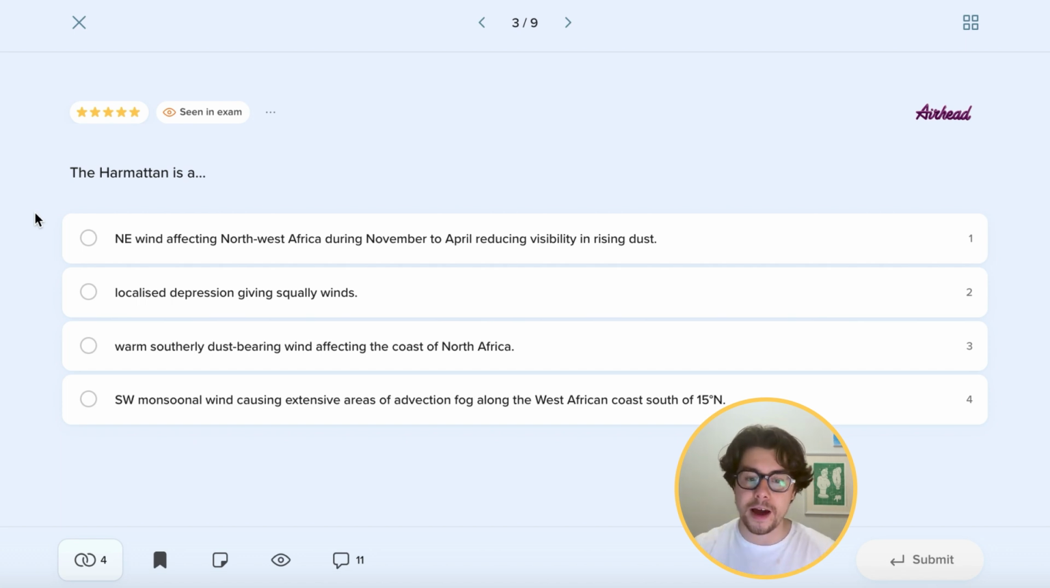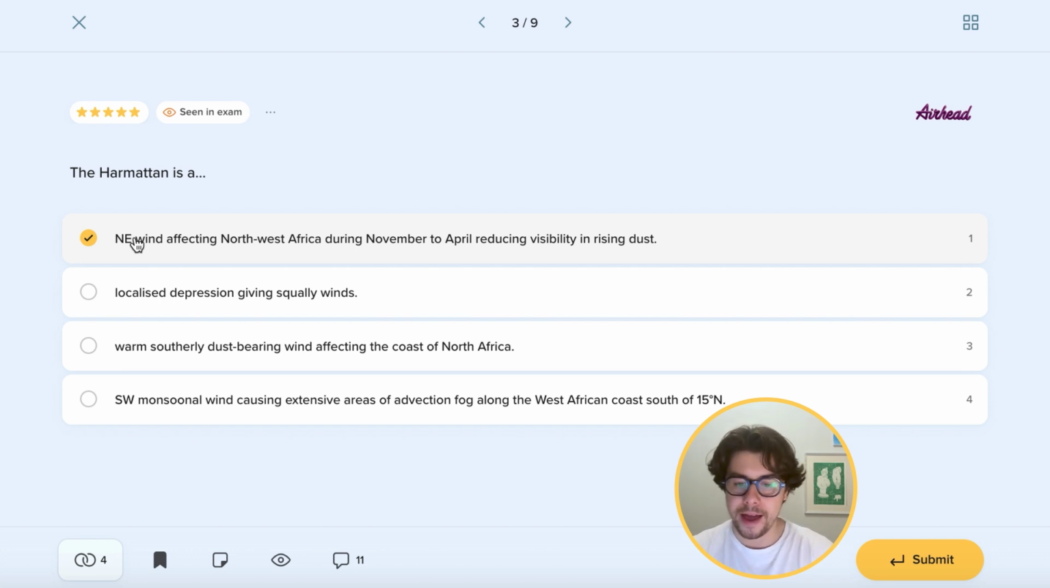It blows down from the Sahara, depending on the season. And this will be a northeasterly wind affecting Northwest Africa during November to April, so during the winter in Europe, and this will reduce visibility in rising dusts, like I mentioned, sometimes for days to come.